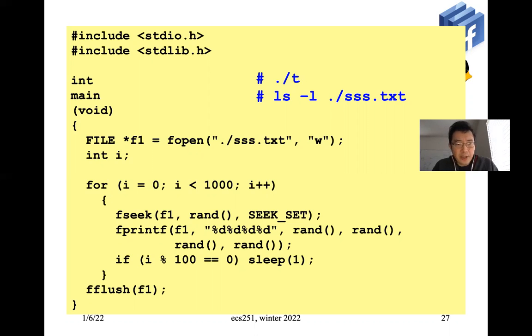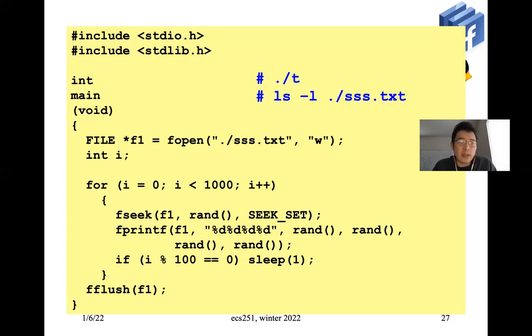Any volunteer from this class who can share with all of us your understanding of what this program is doing? I think it is seeking a random location in the file and then writing 4 random bytes at that particular location. For 1,000 times, right? That's correct. That's exactly correct. So we find 1,000 different locations and then store those things there. Good question, good observation.